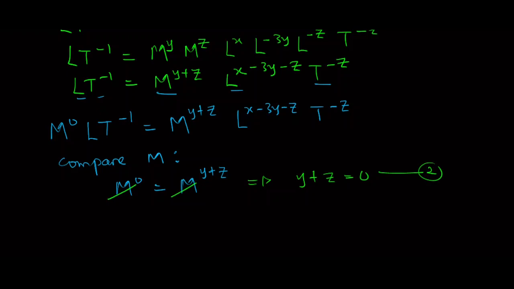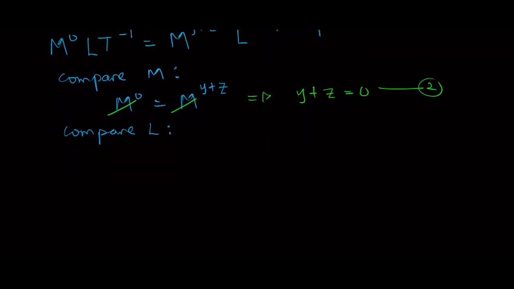Since we already have equation 1 from the start, let's compare the next term, which is L. As you can see, L on the left hand side is raised to the power 1, while L on the right hand side is raised to the power x minus 3y minus z. So we can cancel both sides as well. That gives us x minus 3y minus z equals 1, equation 3. Then the last one is comparing T on both sides.